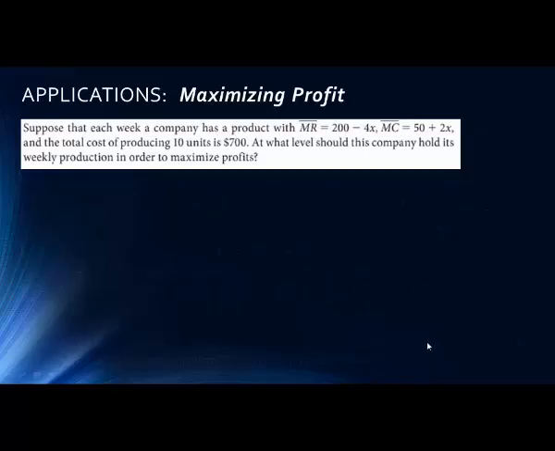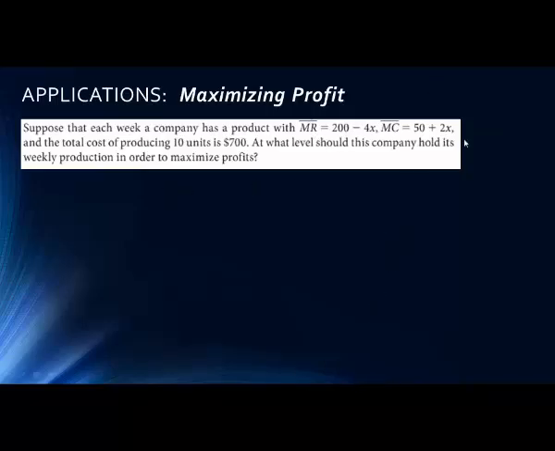All right, let's look at another problem. Suppose that each week a company has a product with the marginal revenue equal to 200 minus 4x and marginal cost equal to 50 plus 2x. And the total cost of producing 10 units is $700. At what level should this company hold its weekly production in order to maximize profits?